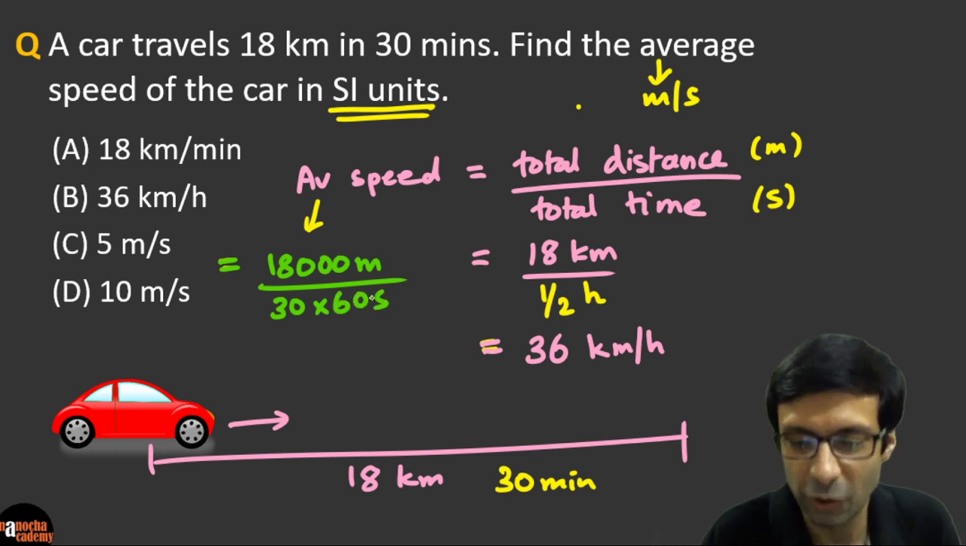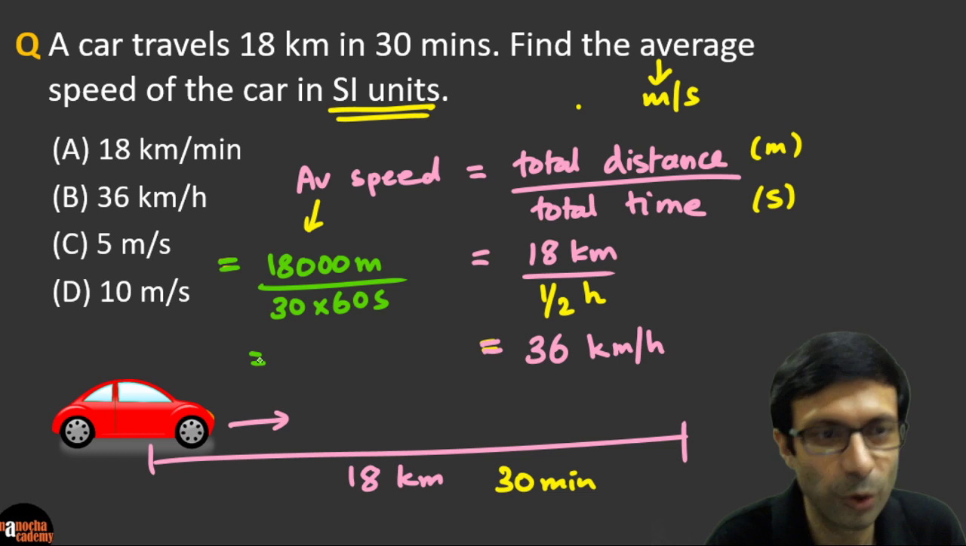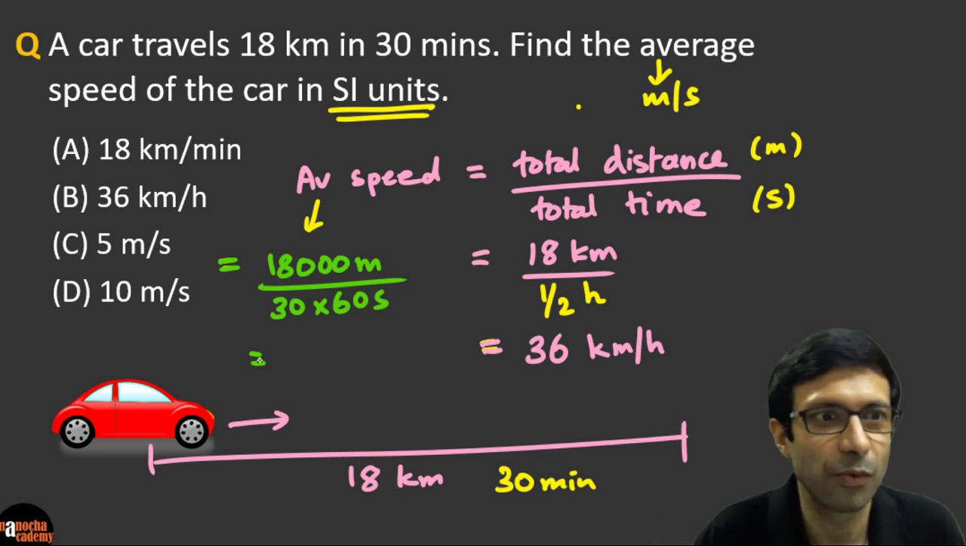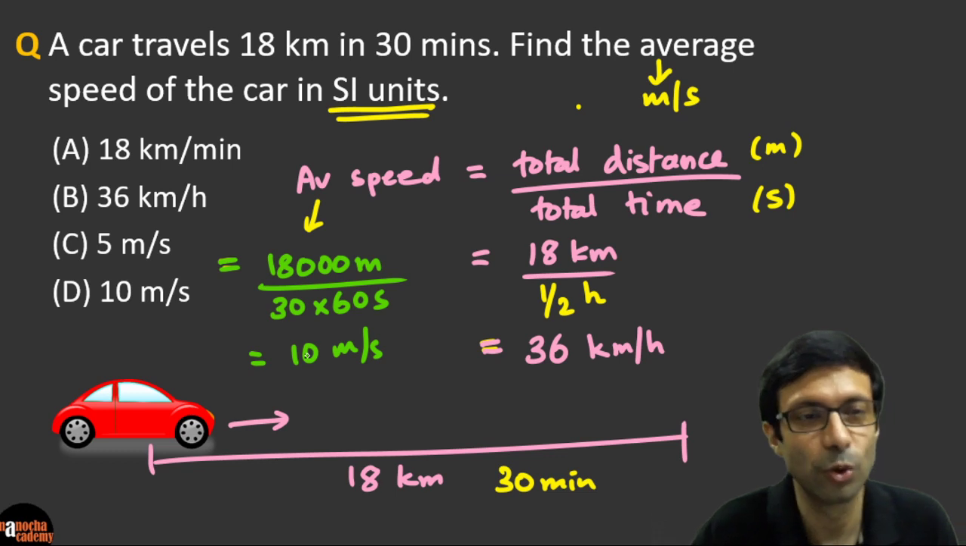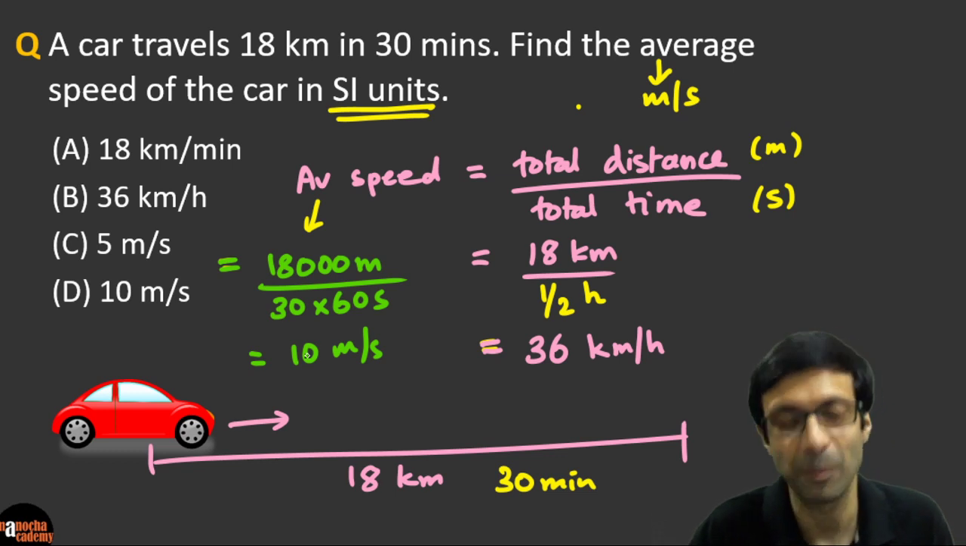So now you can sit and do the math here. And how much do you get? Good, I'm seeing a lot of correct answers here. Very good. So it's going to turn out to be 10 meters per second, right guys? If you do the division and maths, it's going to be 10 meters per second.